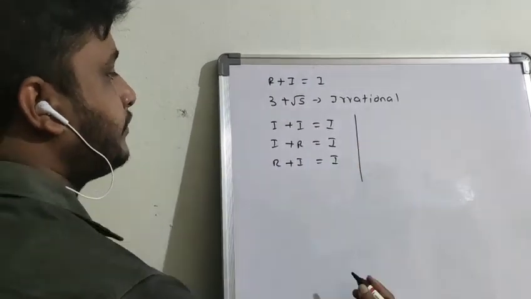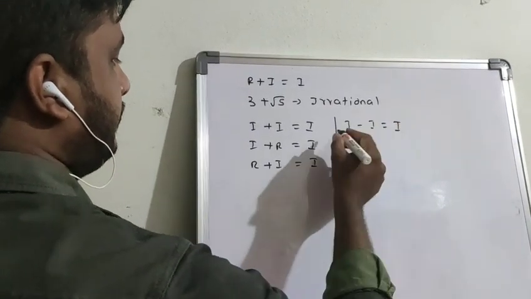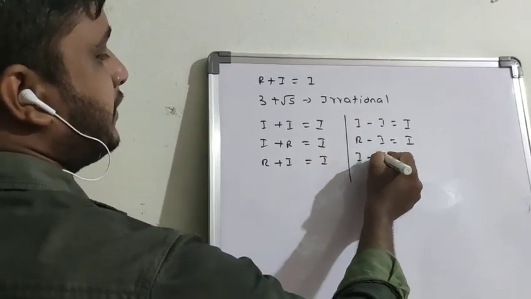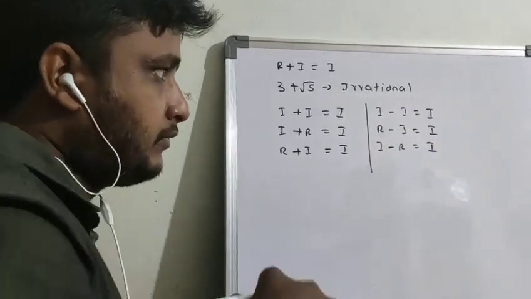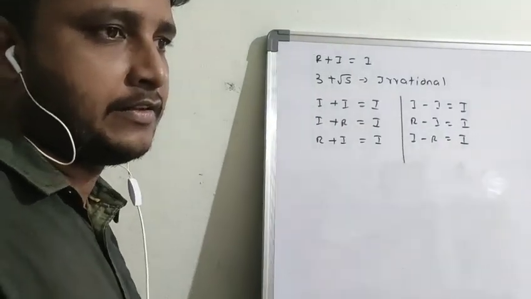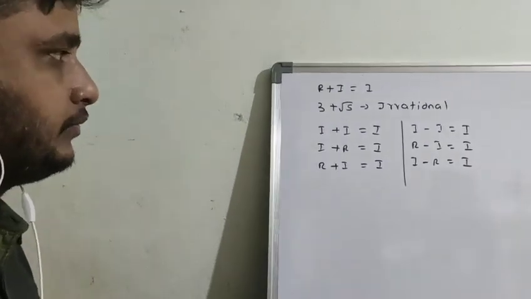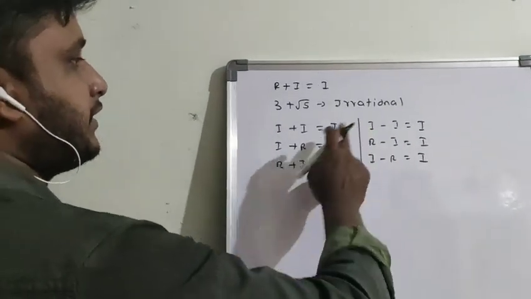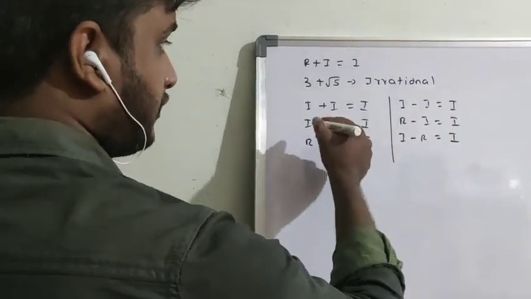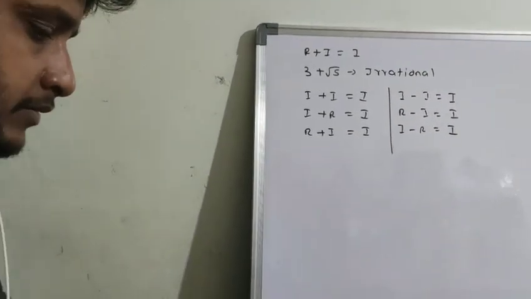Coming to subtraction: irrational minus irrational is irrational. Rational minus irrational is always irrational. Irrational minus rational is also an irrational number. These points are very important. The sum of rational and irrational is always irrational, and the sum of two irrationals is always irrational. Sometimes irrational minus irrational may be different, but the majority of times irrational minus irrational is an irrational number.